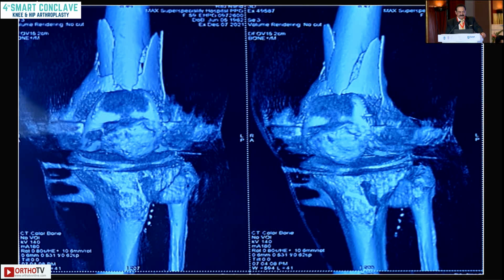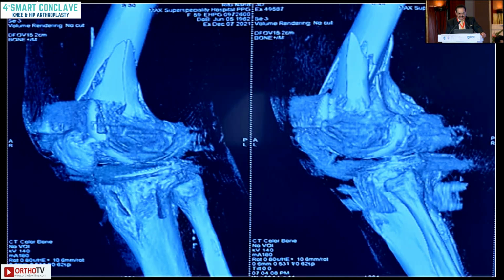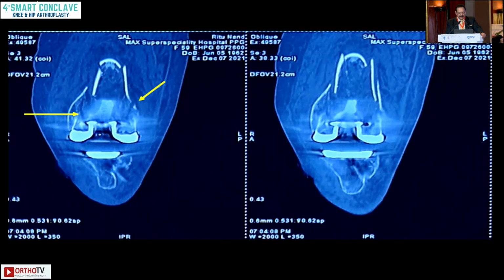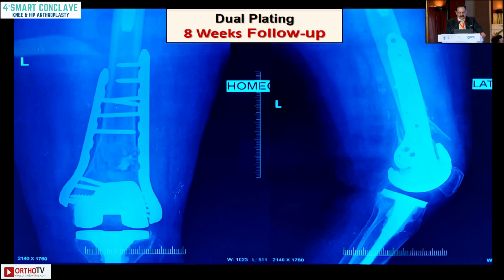I'll show some CT films. But there's still some bone available in the distal fragment for fixation. This sagittal view, and in coronal view, there are undisplaced fractures going down. In this case, we were able to fix the fragment with dual plating. We should have gone higher up to prevent interprosthetic fracture. We should have put a bigger plate on the medial side.